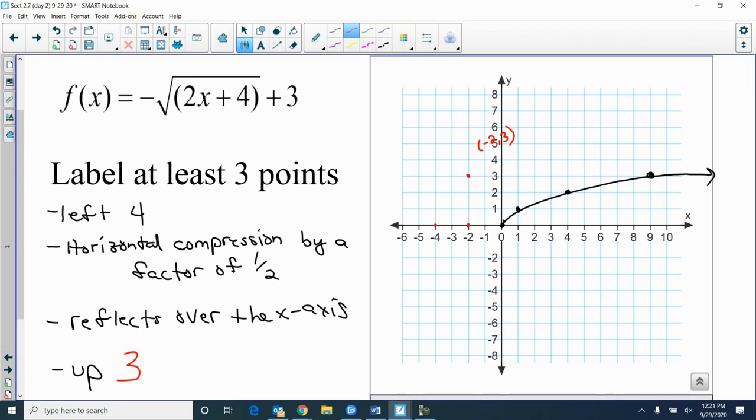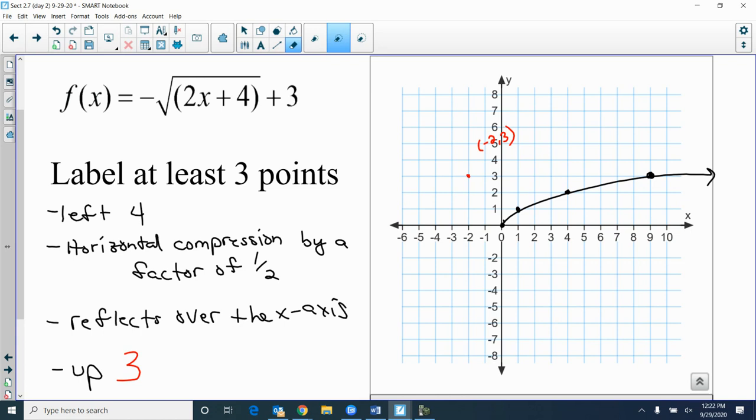All right, double check it. Plug in negative 2. Does it work? Does it give you the same thing? 2 times negative 2 is negative 4, plus 4 is 0. Square root of 0 is 0. So you end up with 0 plus 3. Negative 2, 3 works. All right, so we got 1 point.